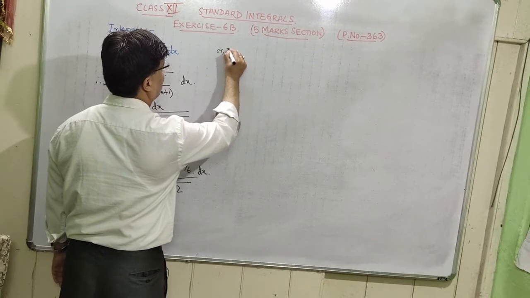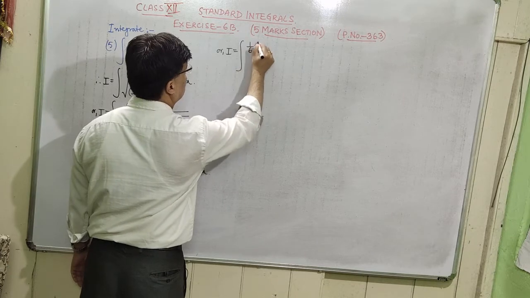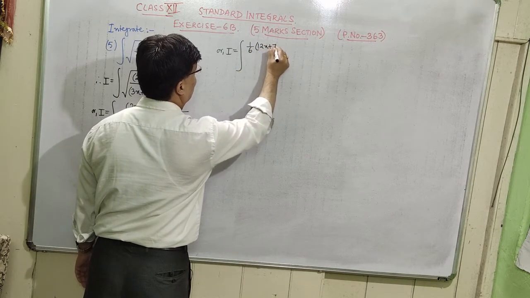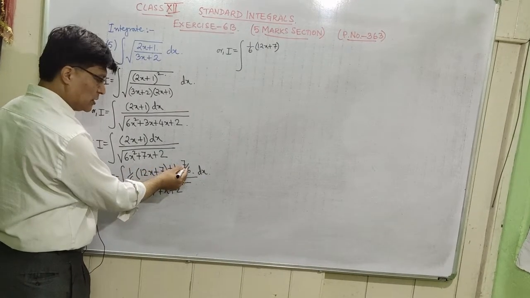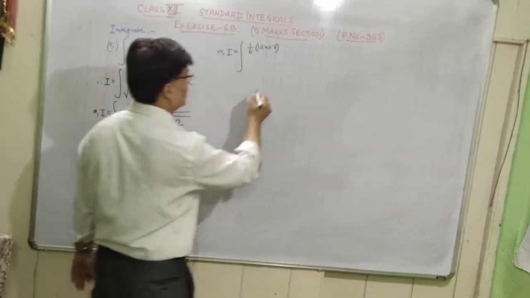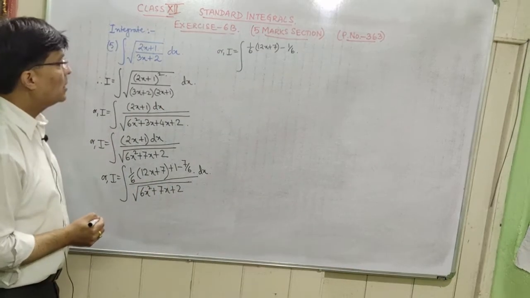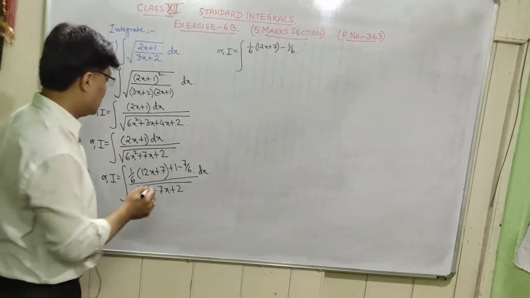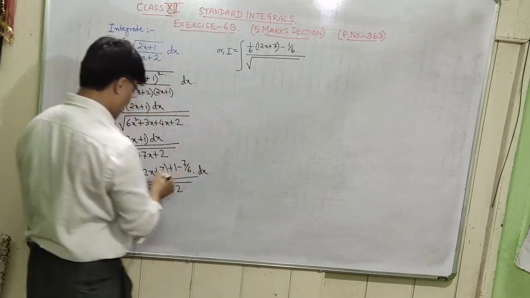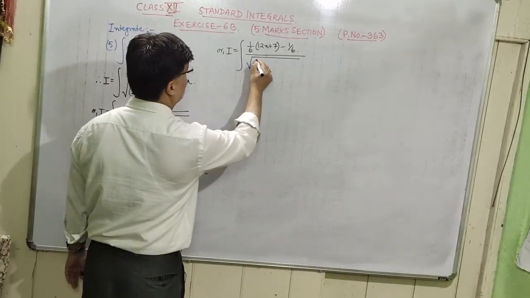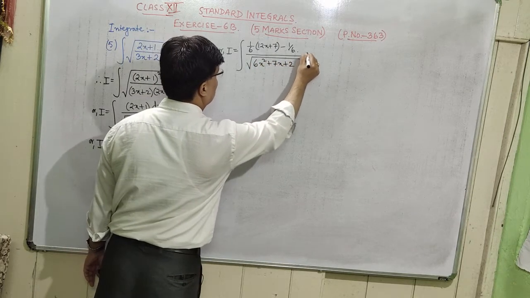So or I is equal to integration of, in the numerator we have 1 by 6 within bracket 12x plus 7, right? It is 12x plus 7 plus 6 ones are 6 minus 7, minus 1 by 6. So it is minus 1 by 6, isn't it? It is 1 by 6. Then divided by within square root, it is 6x square plus 7x plus 2.